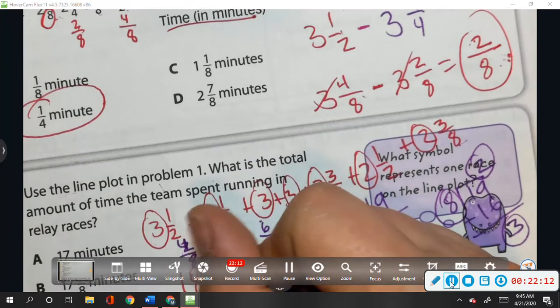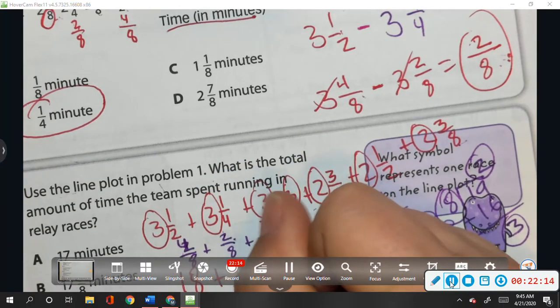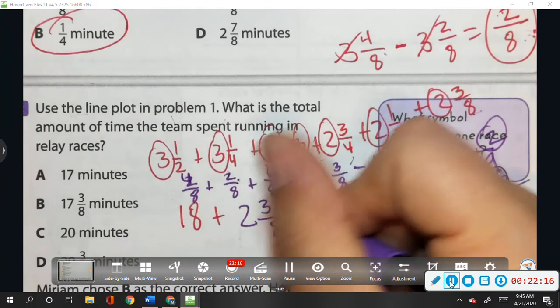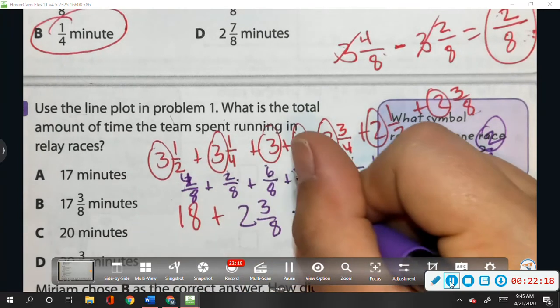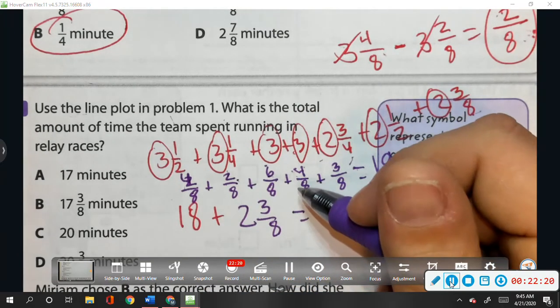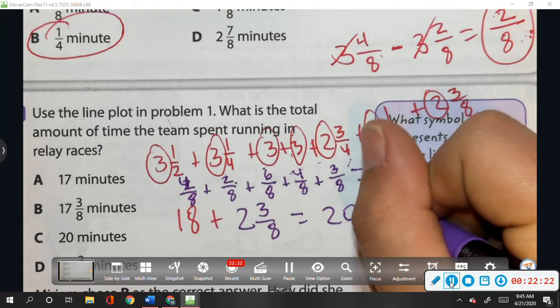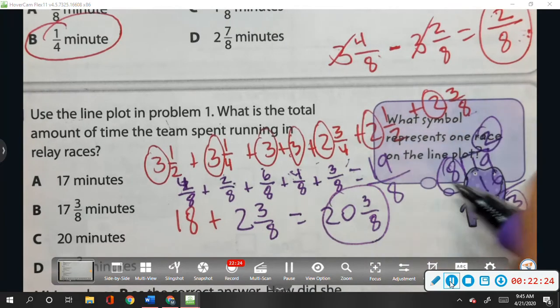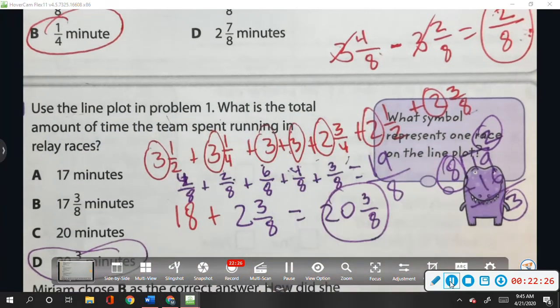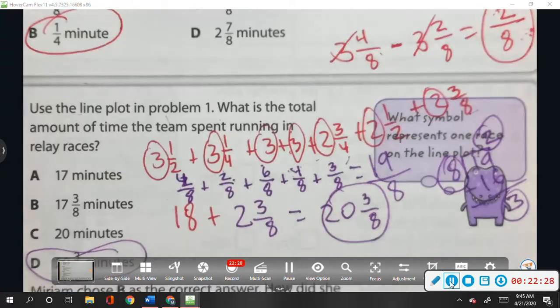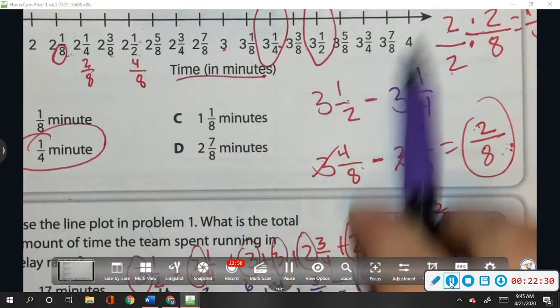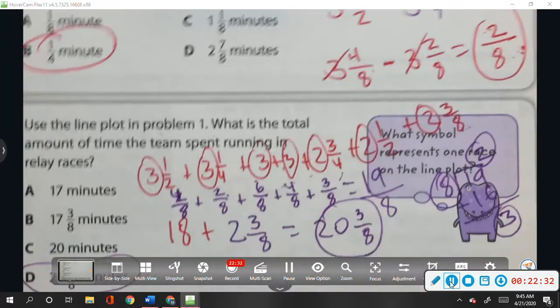So we're going to add 2 3/8 to our whole numbers that we already added. 18 plus 2 is 20. And we had nothing to add our fraction to, so that stays the same. So our answer is 20 3/8 minutes is the total time for all of the relay teams.